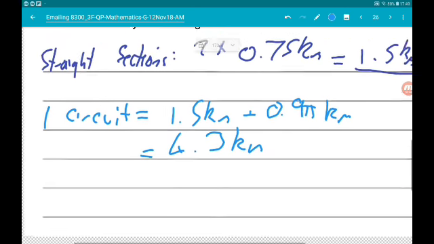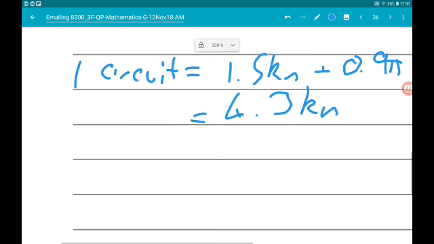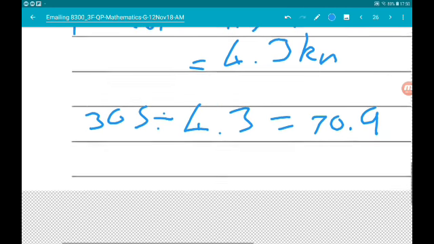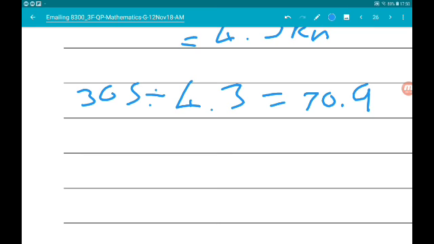Now we want to know how many laps we need to do. So 305 divided by 4.3 gives us 70.9 blah blah blah. We want the lowest number of full laps, so round up, 71 is our guy.